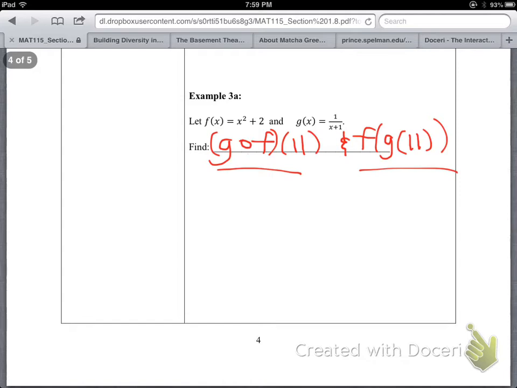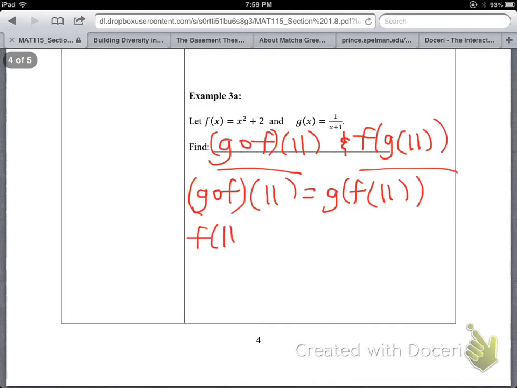And we're going to do the first one together, and then I'm going to leave the second one for you to do on the quiz. So g of f of 11 is the same thing as just saying g of f of 11. So first, let's figure out what f of 11 is. Well, f of 11, so we're using our f function, is 11 squared plus 2. So that's 121 plus 2, so that's 123.